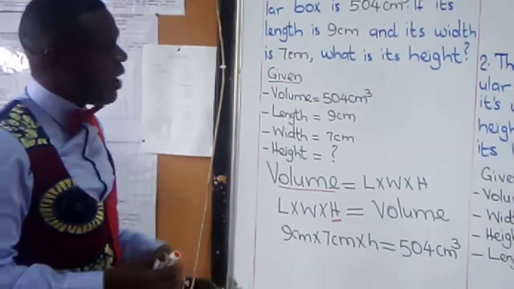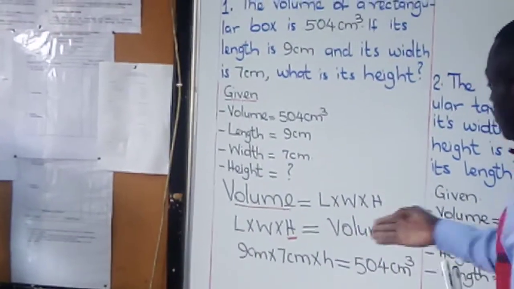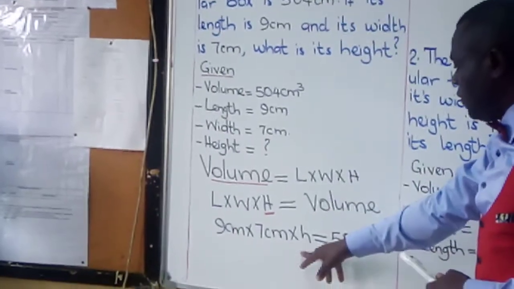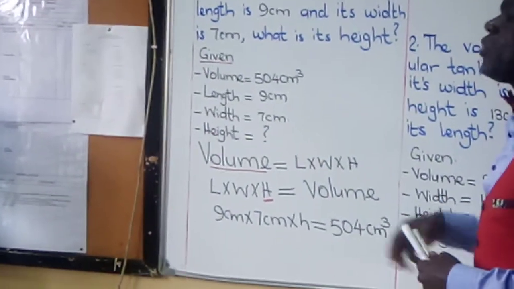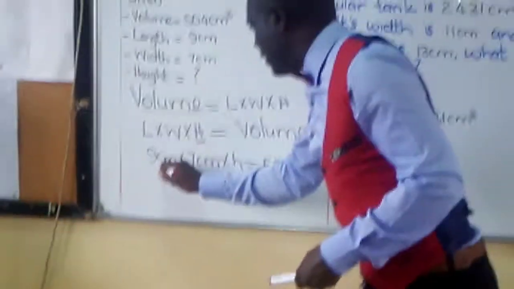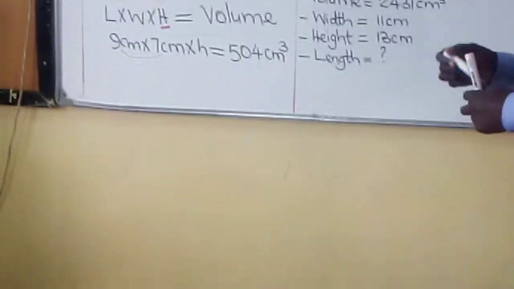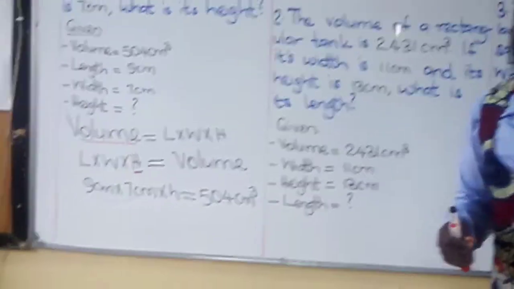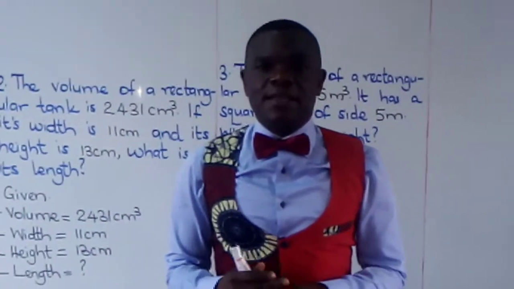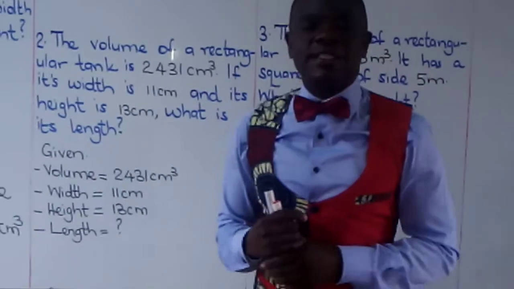So let's now carry out the calculation. Now we are solving for height. Remember, we are solving problems. So we multiply 7 by 9. Charles, give me the answer. 9 multiplied by 7 centimeters.